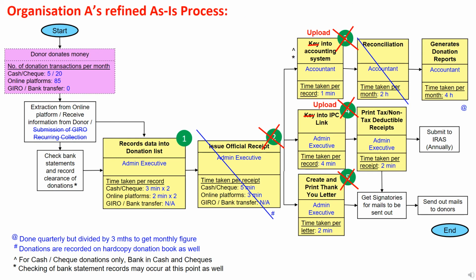A quick recap of this organization. After refining their as is, they have elected to key in all the information upfront into the donation list, and then upload the data into their accounting system, as well as for IRAS submission, from which receipts will be printed. Consequently, they will do away with the paper official receipt. Thank you letters will also be generated directly from the system.